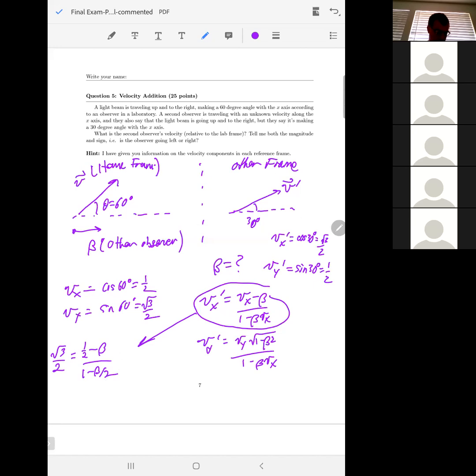And then I just have a linear equation to solve. So I will multiply both sides by 1 minus beta over 2, and I'm going to get √3/2 minus beta √3/4, because I multiply beta over 2 by √3/2, equals 1/2 minus beta. All right. Then I can just go √3/2 minus 1/2 equals beta times √3/4 minus 1. So finally, beta is equal to √3/2 minus 1/2 over √3/4 minus 1. Any questions?